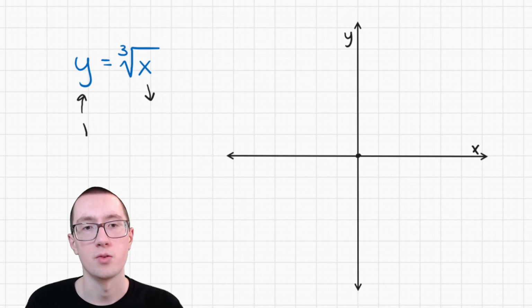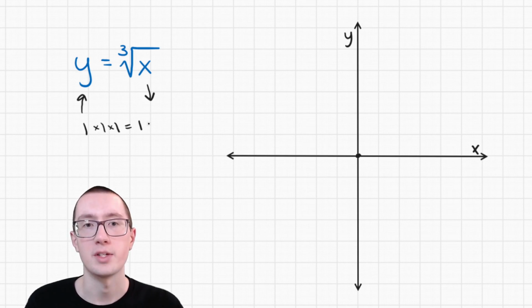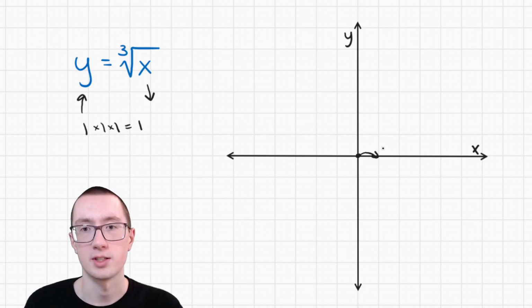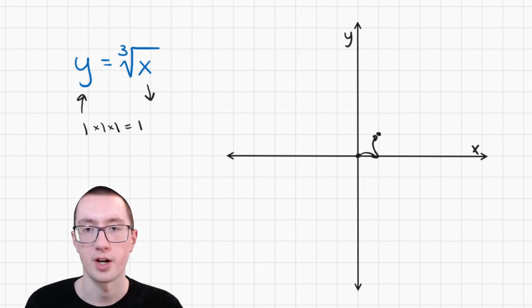Now, what about 1? What number do we need to put in the cube root to get 1? Well, 1 times 1 times 1 is 1. So that means x equals 1 and y equals 1. So we can put a point there as well. x equals 1 means we need to go 1 space to the right, so that'll be right here. And then y equals 1 means we need to go 1 space upward, so we need to go up here.